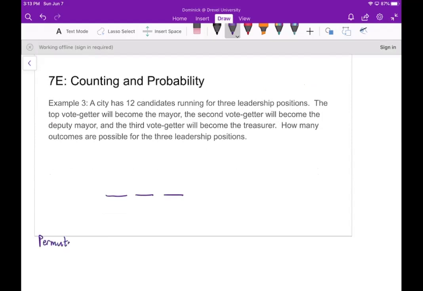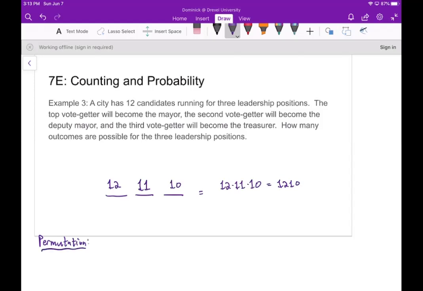Now, in slot form, you have 12 possibilities for the mayor. Once you have a mayor, you then have 11 possibilities for the deputy mayor. And then once you have the first 2 chosen, you then have 10 for the treasurer. So this would be 12 times 11 times 10, which would be 1320.